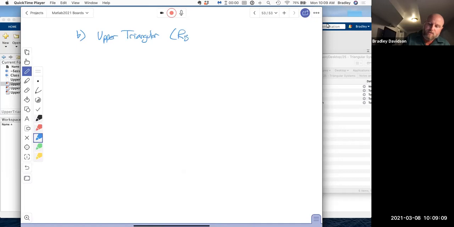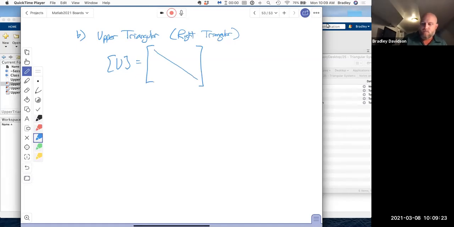Also called a right triangular. And so for the matrix U, we have inputs on the diagonal, we have coefficient entries in the elements in the upper right hand, and then on the lower left hand are all zeros. So you can see that this would be a right triangular, and we would write this as Ux is equal to B.